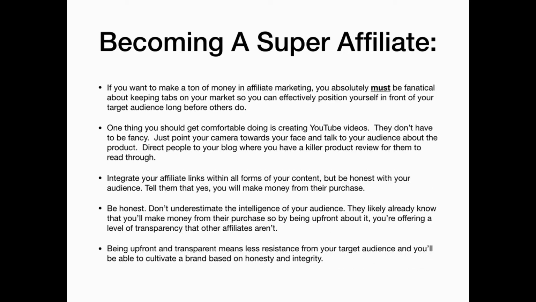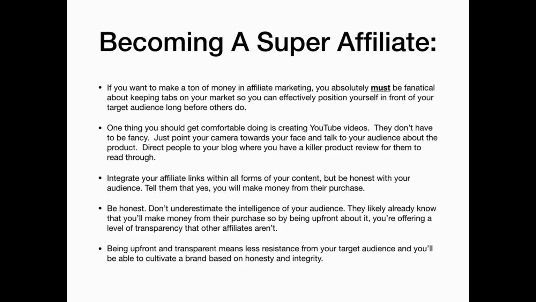Becoming a super affiliate. If you want to make a lot of money in affiliate marketing, you absolutely must be fanatical about keeping tabs on your market. That way, you can effectively position yourself in front of your audience long before others do. One thing you should get comfortable doing is creating YouTube videos. They don't have to be fancy. Just point your camera at your face and talk to your audience about the products you are promoting. Then direct those people to your blog where they can read a product review.